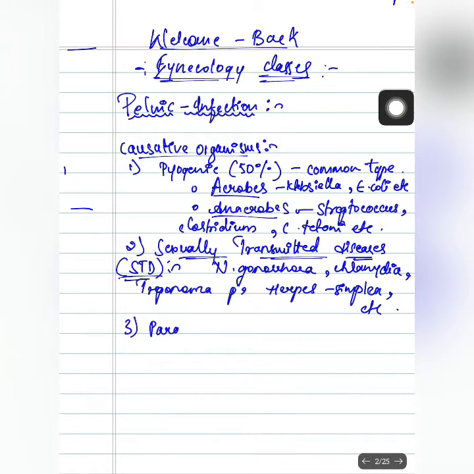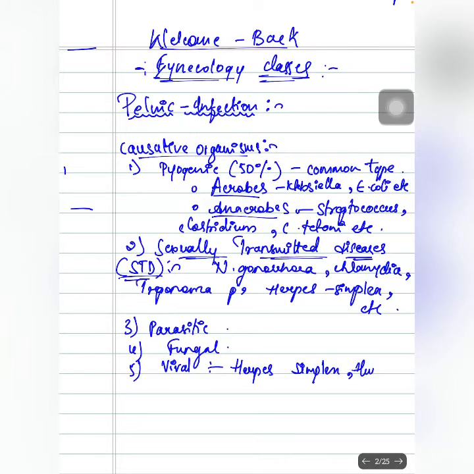Next, the third one is the parasitic cause. In parasitic you will see Trichomonas vaginalis, and in fungal you will see Candida. In viral you will see herpes simplex virus type 2, human papilloma virus, HIV virus, and condylomata acuminata, etc. So these are all the viral causes. In fungal, Candida albicans; in parasitic, Trichomonas vaginalis.